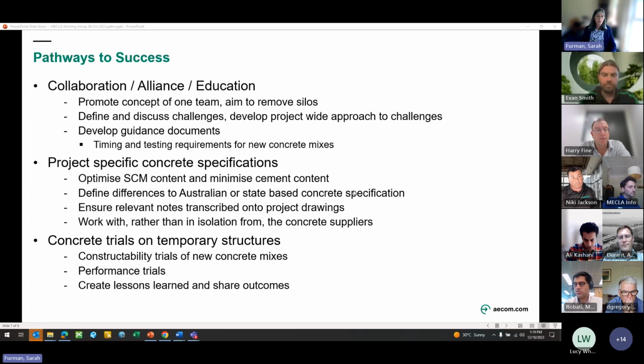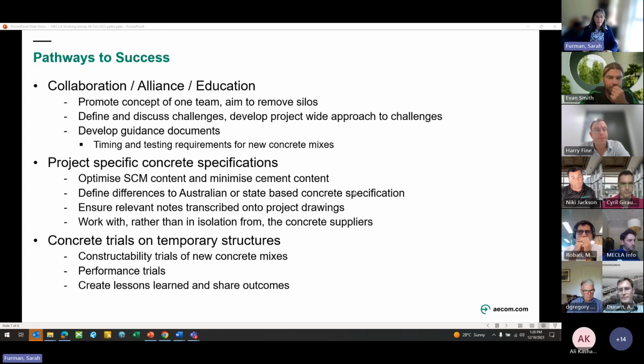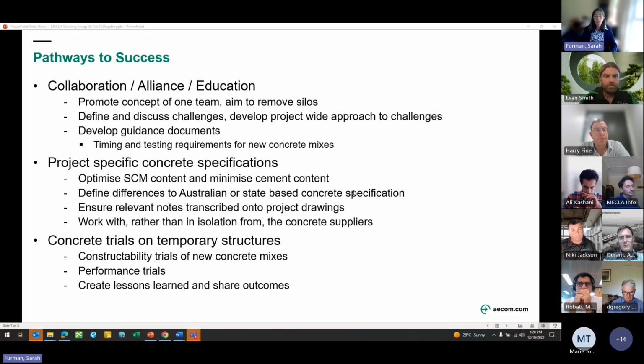You can also, and I think this is a good idea, develop project-specific concrete specifications. Within this, you can optimize the SCM content, any additives, minimize cement content, but you must also clearly define where your specification differs from the Australian or state-based concrete specs. Go into this in some detail and clearly state which parts you are still going to apply to your concrete assets, because it's important to get it as close as possible to these specifications for the purpose of the approval process. If you don't follow the same process, how are they going to make sure that they're comparing apples with apples when it comes to particularly the performance requirements that are embedded into these documents?